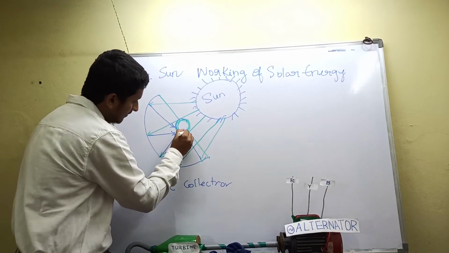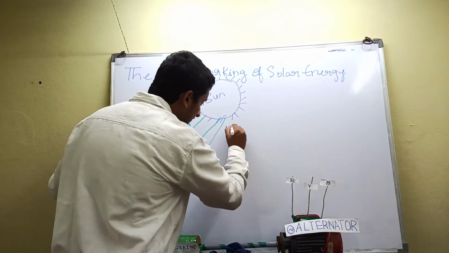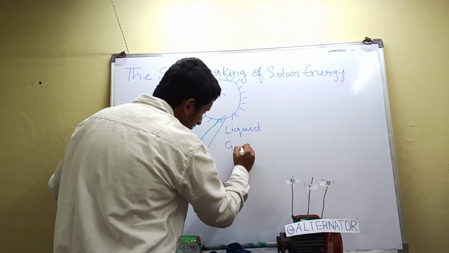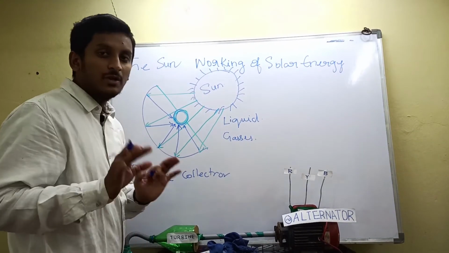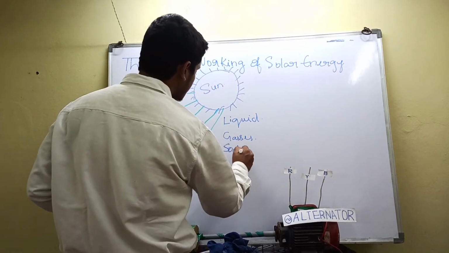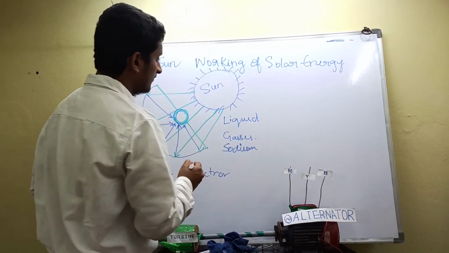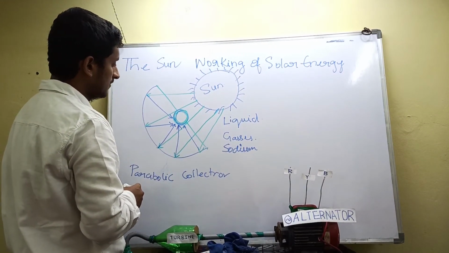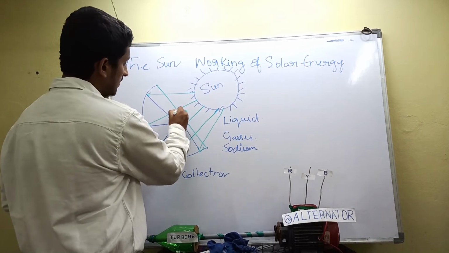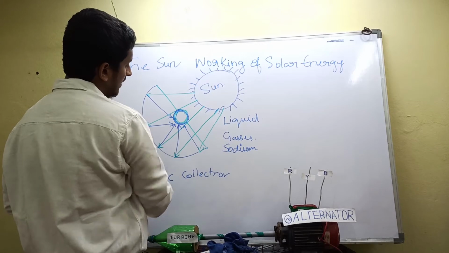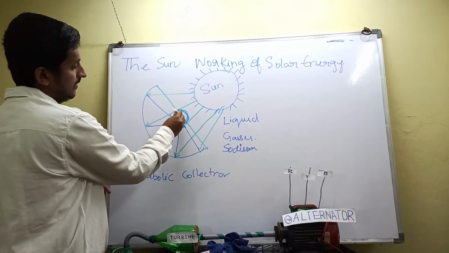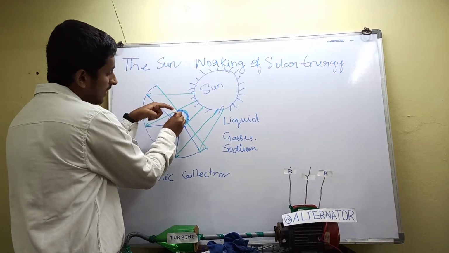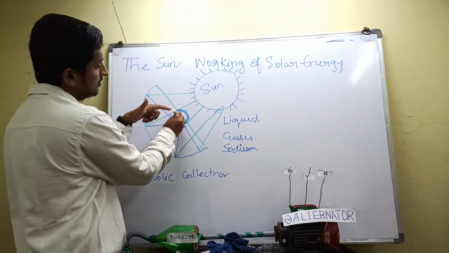And this cylinder will consist of liquid and gas. This will also have sodium. The cylinder, which is there, will be placed like this. This will be in the shape of like this. The cylinder will have liquid in it, some gases in it, as well as some sodium.